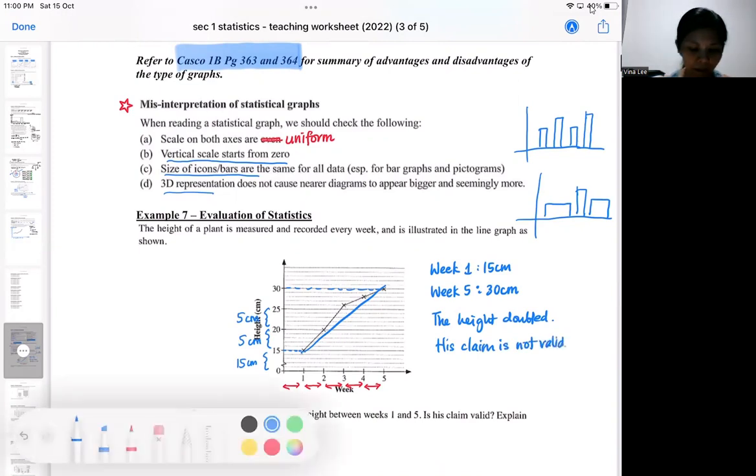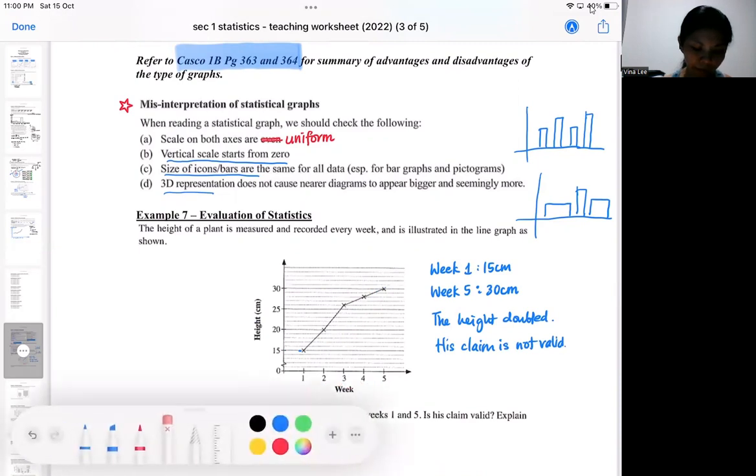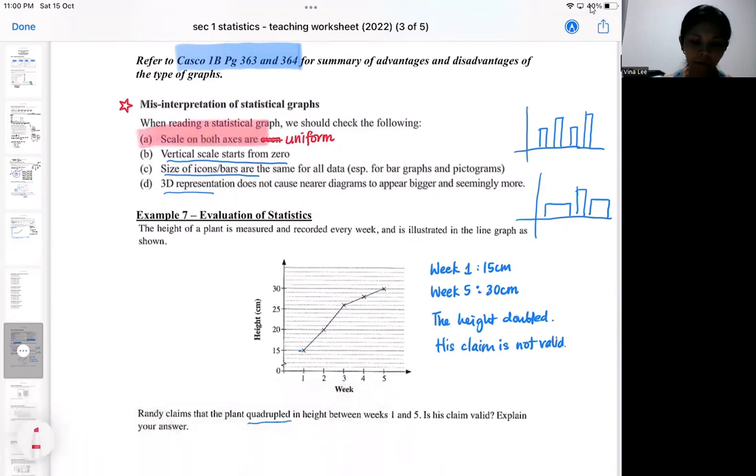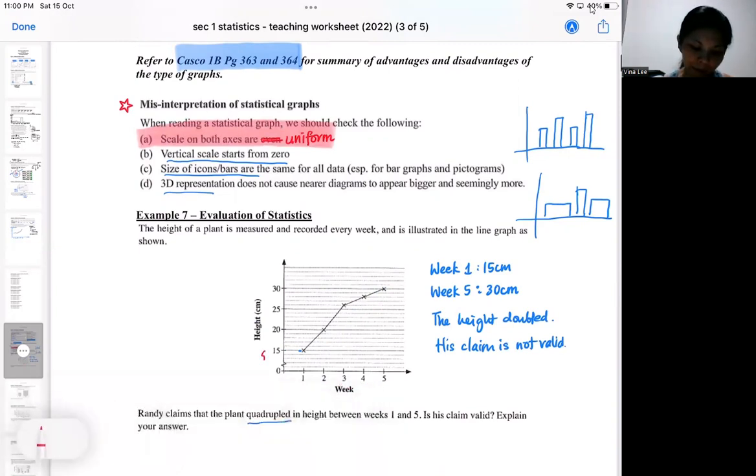One reason why he claimed that could be because there is an uneven interval. So this part is uneven. Because of this, if you look, it looks like it jumped 4 times. Can you see? Some people will feel that it actually multiplied by 4, but it actually didn't. So the misinterpretation comes from uneven scale.